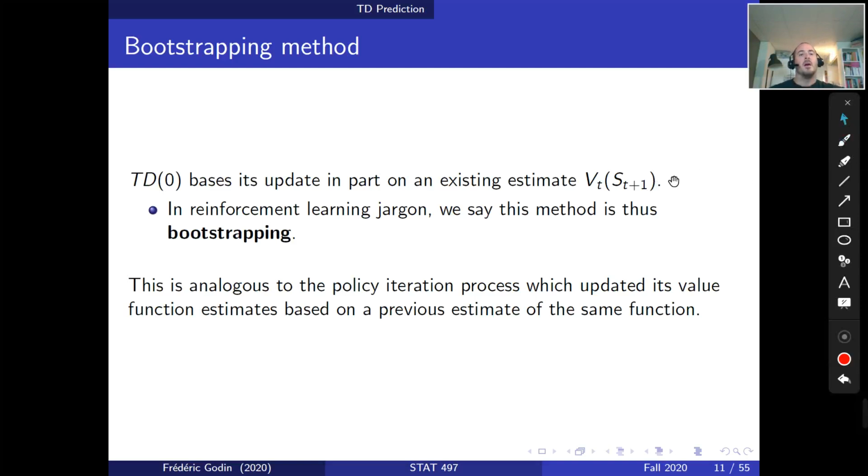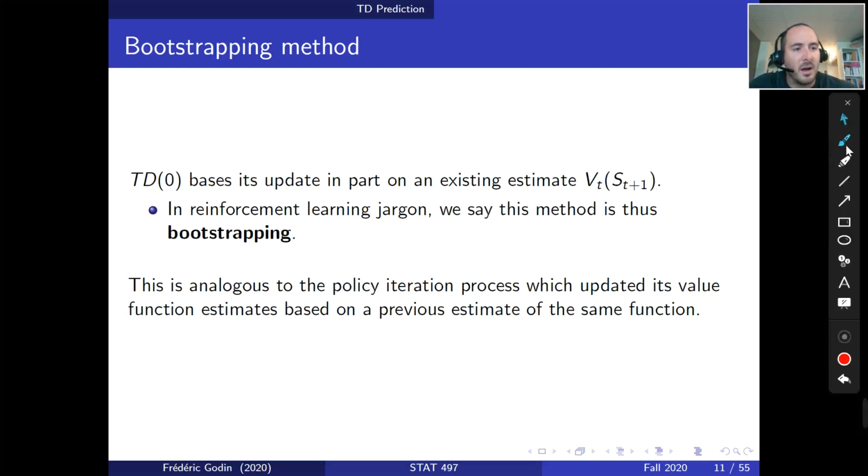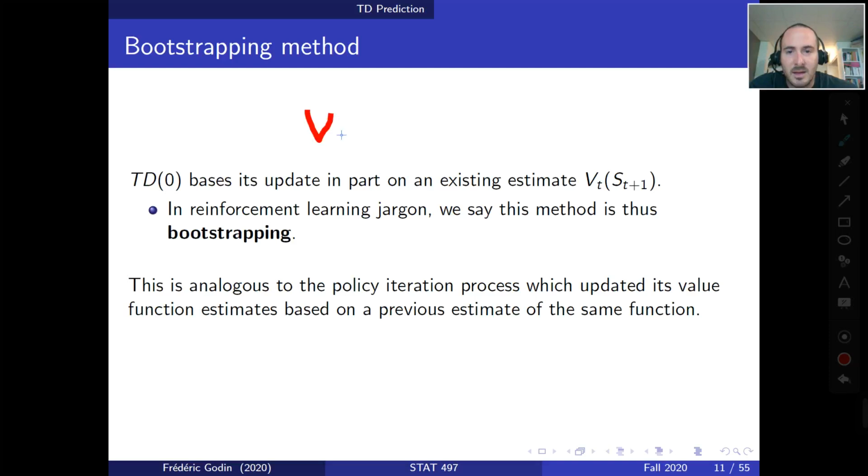And this business where we use estimates of the value function of the next state is analogous to what we did in chapter 4 when we applied the policy iteration procedure. In the policy iteration procedure, we had something like the next estimate of our current state.